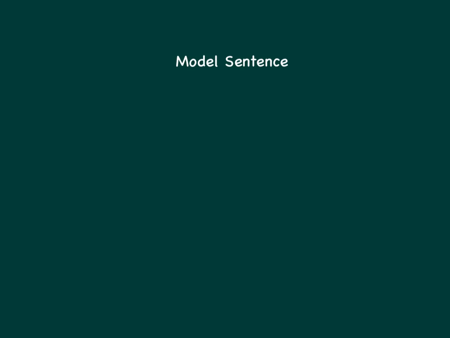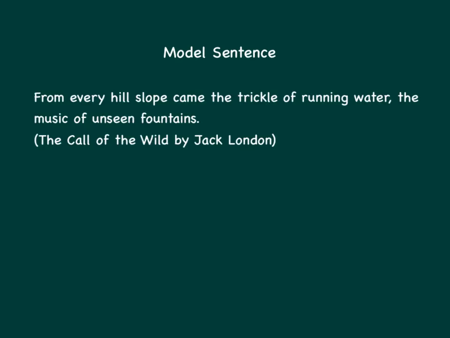When you imitate a sentence, you start with a model sentence. A model sentence is usually a sentence written by a professional, well-known, and maybe classical author. Here's an example model sentence from The Call of the Wild by Jack London. From every hill slope came the trickle of running water, the music of unseen fountains.